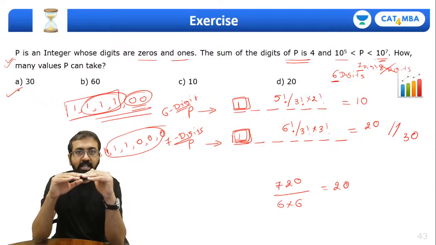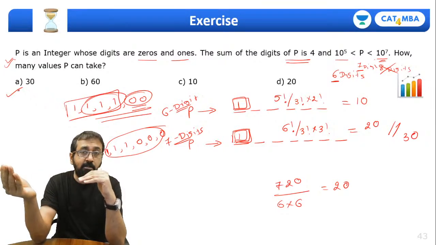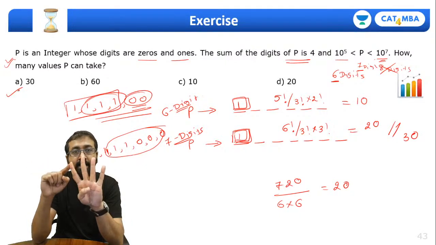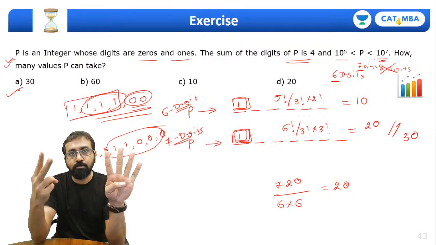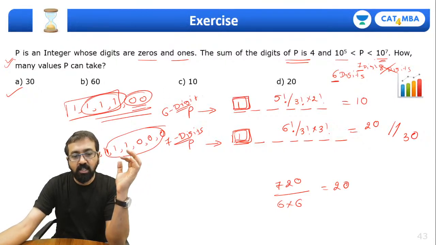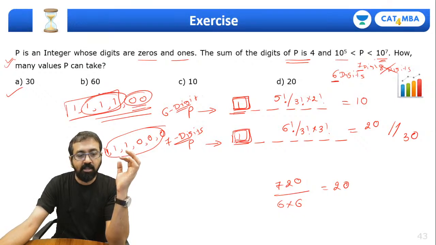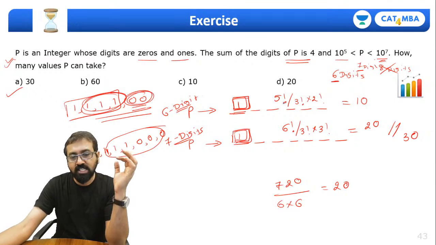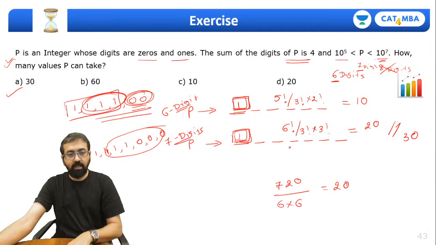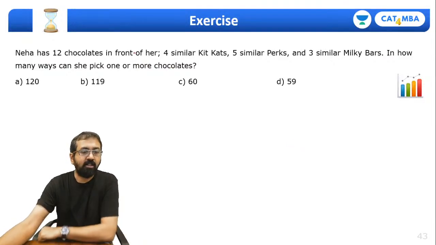See, we need to calculate how many 6 digit numbers can be formed such that the summation is 4. That means we can use exactly 4 ones and remaining 2 have to be zeros. Again, out of those 4 ones, 1 will be fixed over here at the leading position. So now I'm left with 3 ones and 2 zeros, which can be arranged in this many ways. Same way over here. Okay, guys, I hope you have understood that.